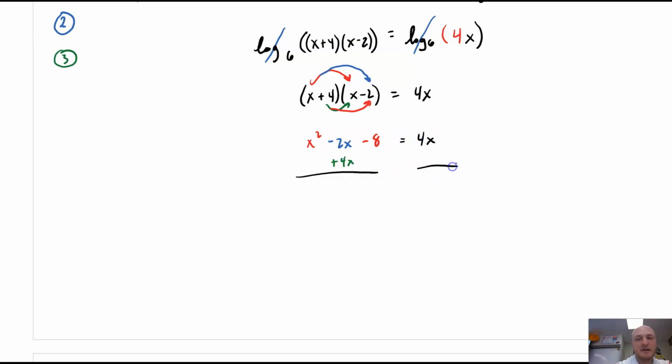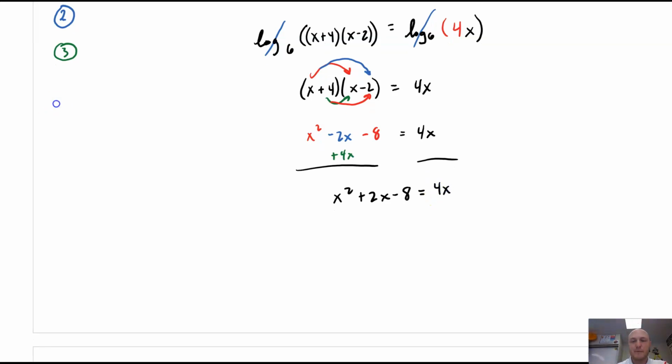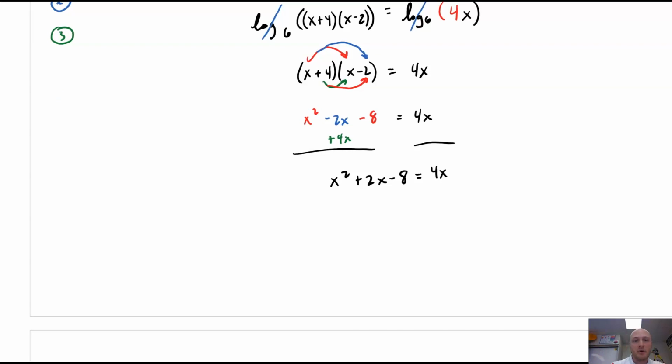So let me go ahead and clean this up. We get x squared plus 2x minus 8 is equal to... oh wait, not 0. Getting ahead of myself. 4x. So I have a quadratic. Now I want to go ahead and solve this.